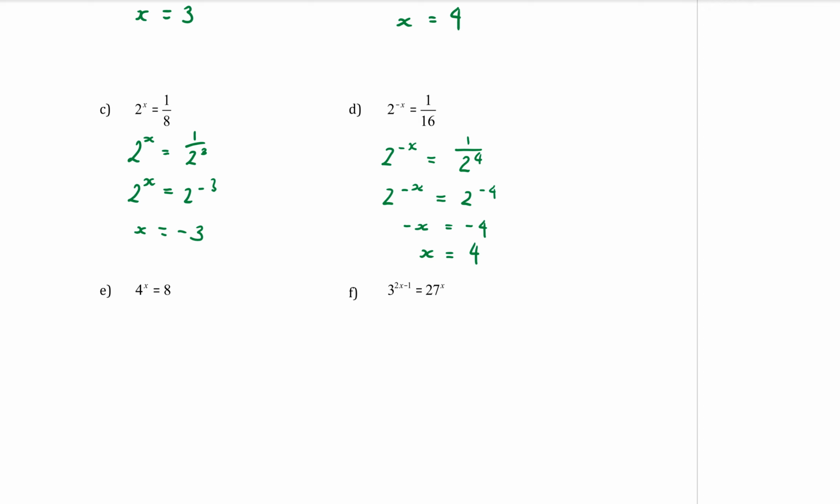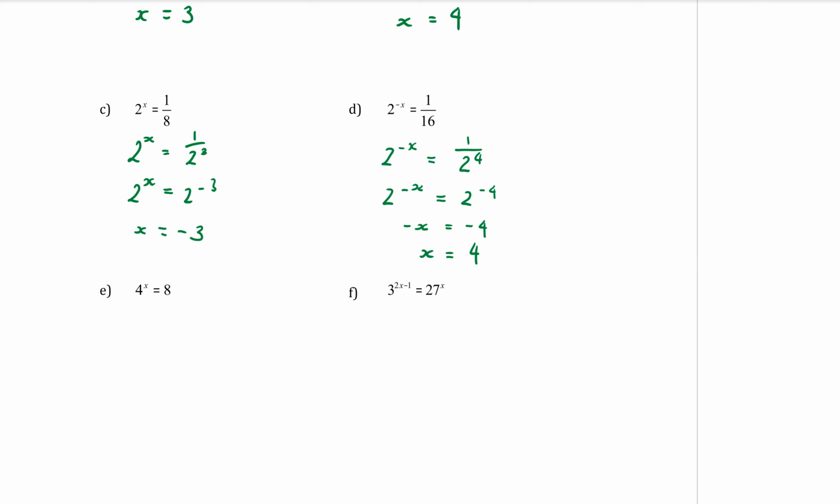Yeah, still doing well? Great. Yes, Lily? If it's like a negative x, but the 4 was positive, would you still divide by negative 1? Yes, to get the x by itself. Correct. Yes. All right. Question E and F.